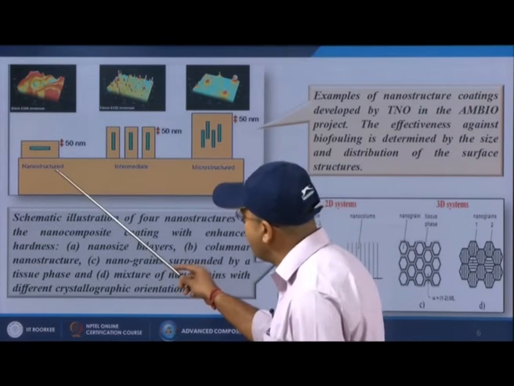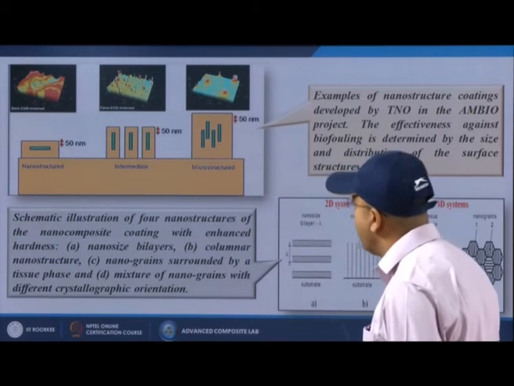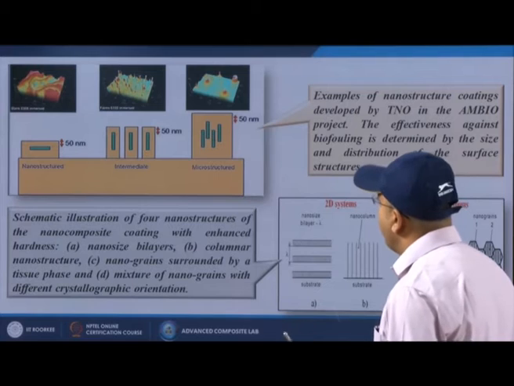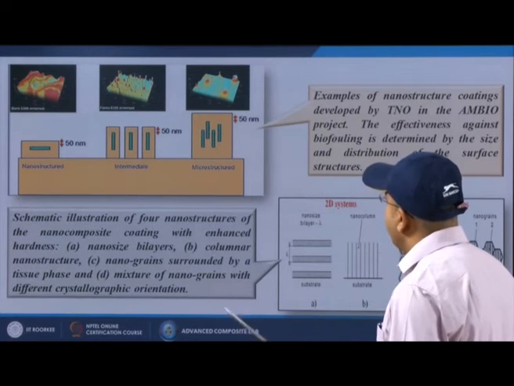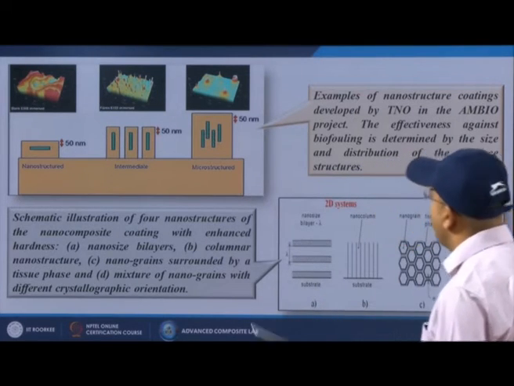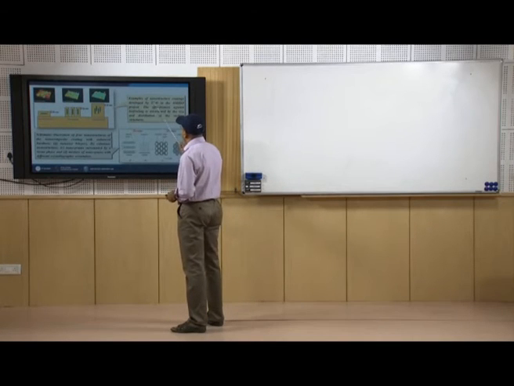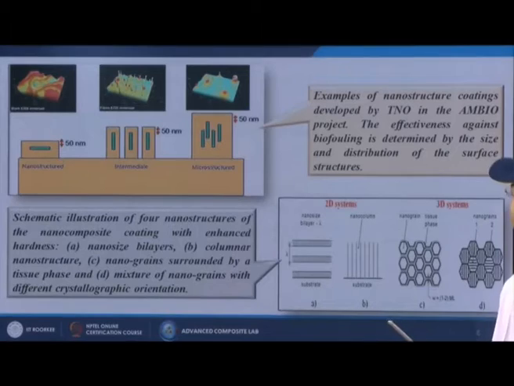From the left hand side figure you can see that we have some kind of nanostructured materials with a size of 15 nanometers, then an intermediate size of around 59 nanometers, then some kind of microstructure. This is an example of a nanostructure coating developed by TNO in the AMBIO project. The effectiveness against biofouling is determined by the size and distribution of the surface structure.